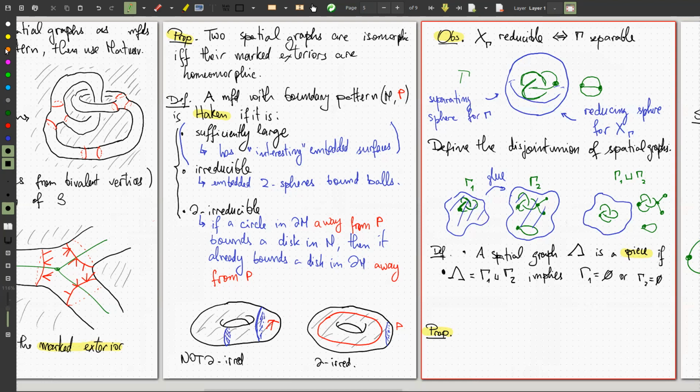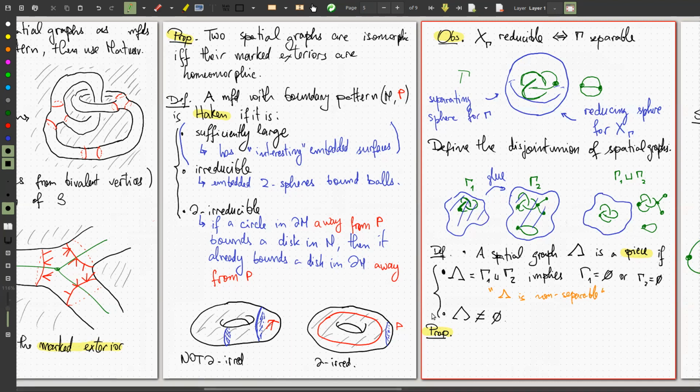And somehow this condition that I wrote just says that lambda is non-separable. The second condition is that lambda itself is non-empty. Okay, so this is what I call a piece, and pieces are the elementary building blocks of spatial graphs for the disjoint union operation. They're somehow the prime elements, if you want to phrase it in these terms.